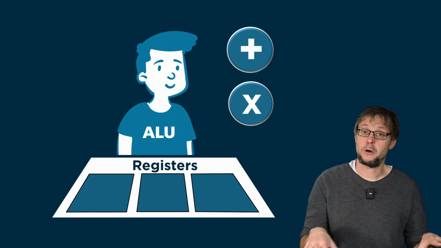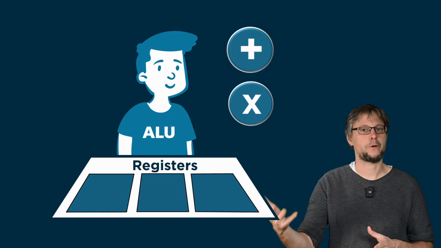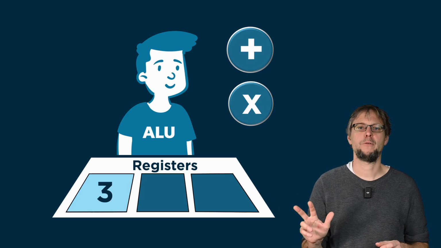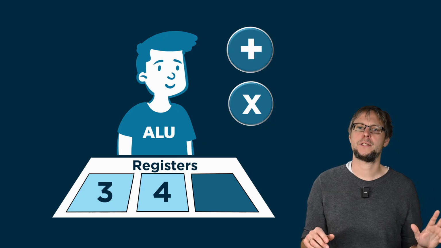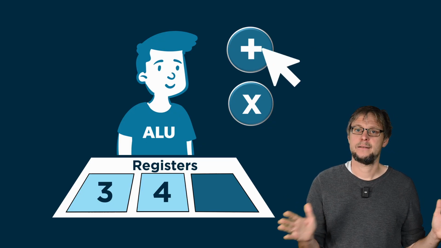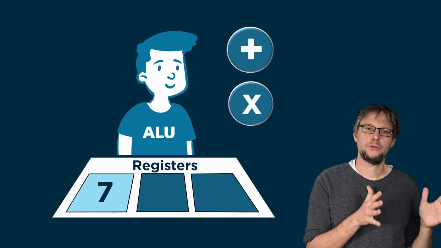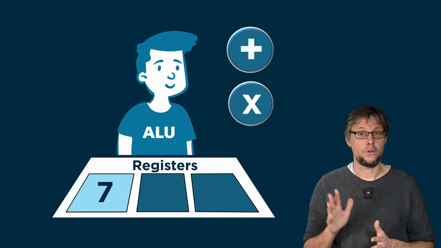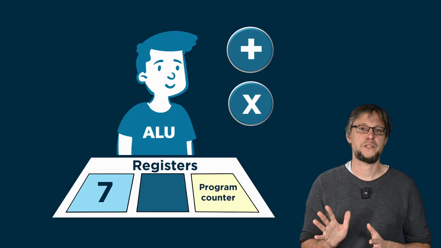The ALU can combine 2 sheets and write the result into one of them again. So for example, if I write 3 on one sheet, that's one register, and write a 4 on the other register, I say add, so it gives me a 7, that has again to be written onto one of these papers. The third register is the so-called program counter. We will revisit it in a minute.